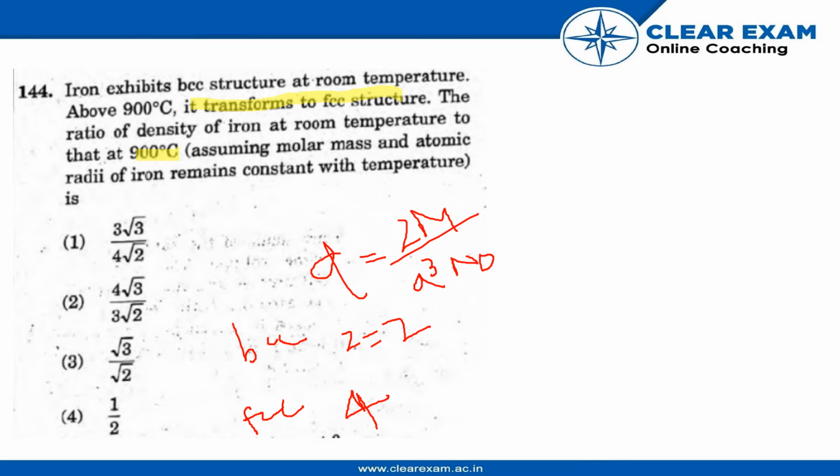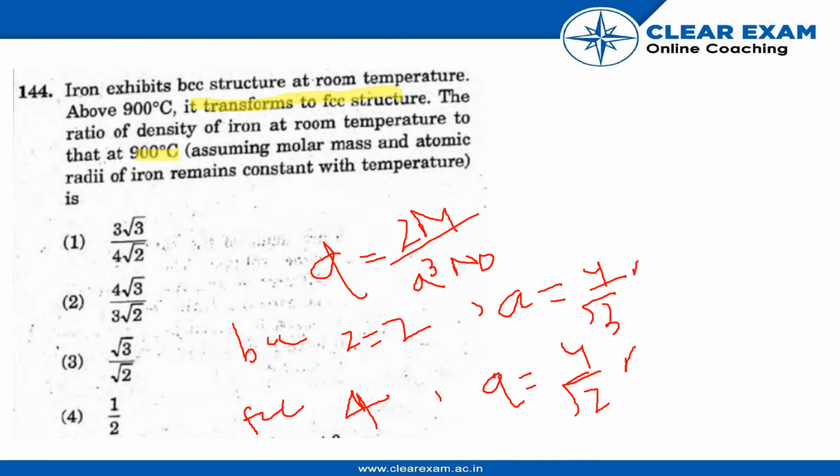So also we know that a is our edge length. For BCC, a is 4 by root 3 r. And also here a for FCC is 4 by root 2 r.